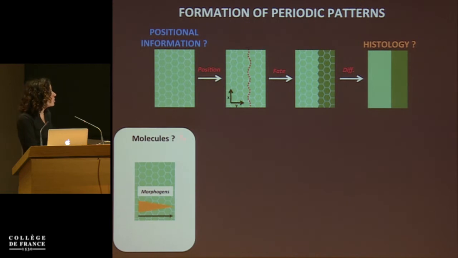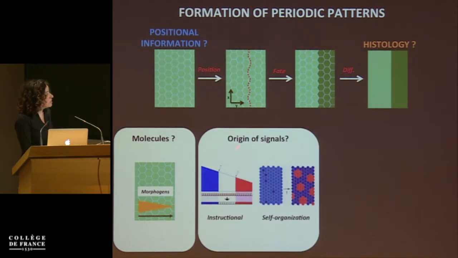So we would need to know which type of molecules are involved. And of course, morphogens are excellent candidates because we know that many of them diffuse at long range in the developing skin, but they are expressed in gradients that do not necessarily spatially correlate with the adult pattern. So it's difficult to make a causal link in the absence of spatial reference.